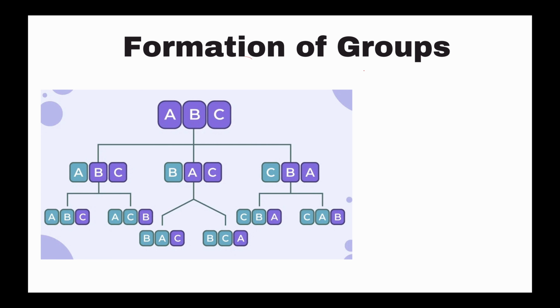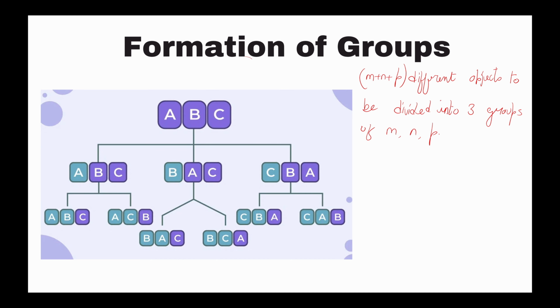Before that, let me just write it down for you. Let's say I have to distribute m plus n plus p different objects to be divided into three groups of m, n and p objects, then their permutation would become m plus n plus p factorial divided by m factorial, n factorial, p factorial.